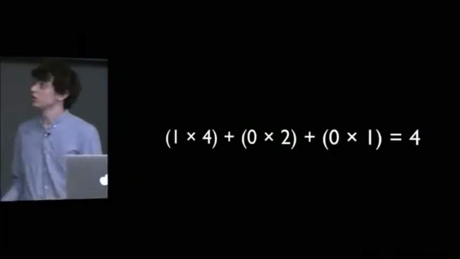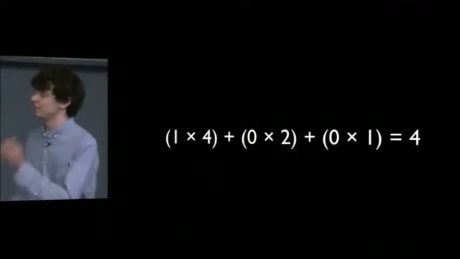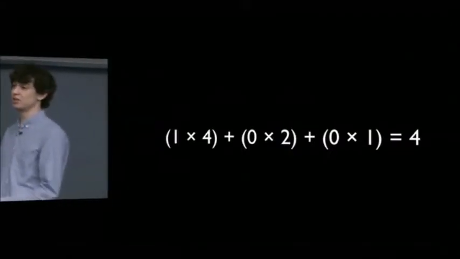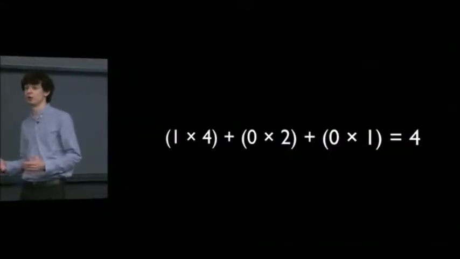So let's just make sure. If I have 1, 0, 0, that means I have a 4. I don't have any 2s. I don't have any 1s. So that's just equal to the number 4.